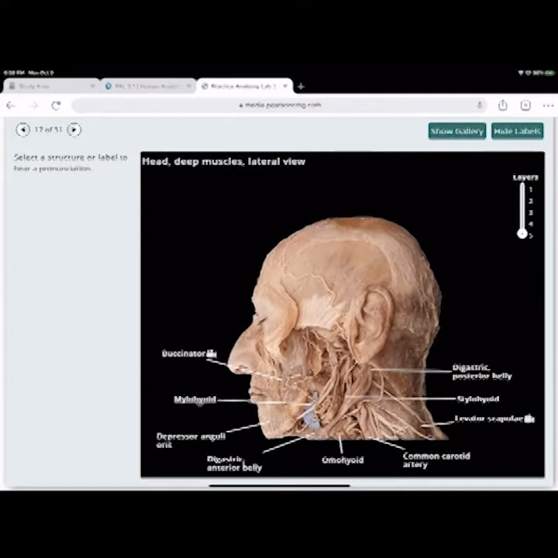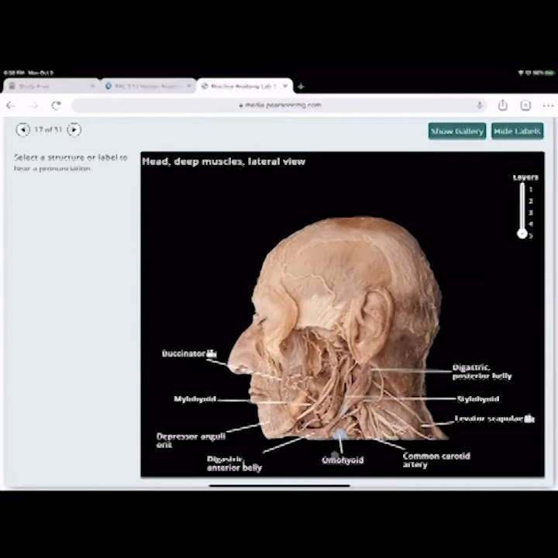It connects the mandible to the hyoid bone. Depressor anguli oris, I talked about. The digastric anterior belly, and you have the digastric posterior belly too. This is your anterior belly right here, and it slings up into the posterior belly. Okay, there's your anterior belly of the digastric muscle.